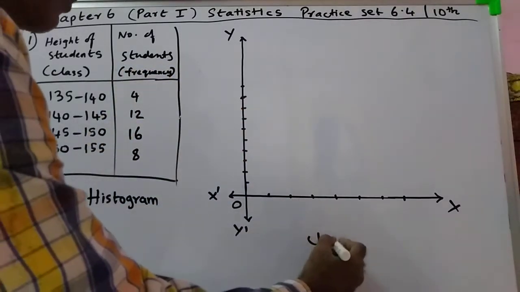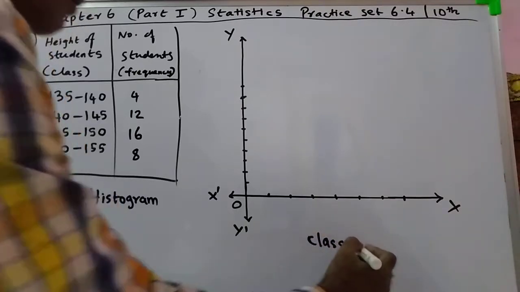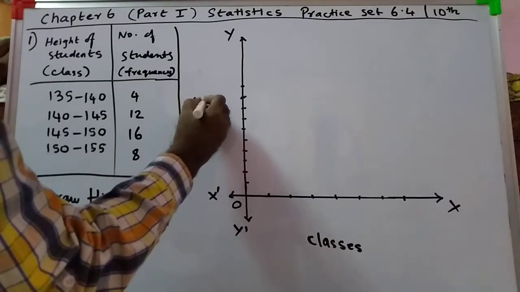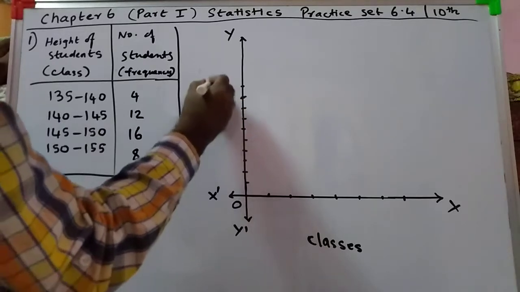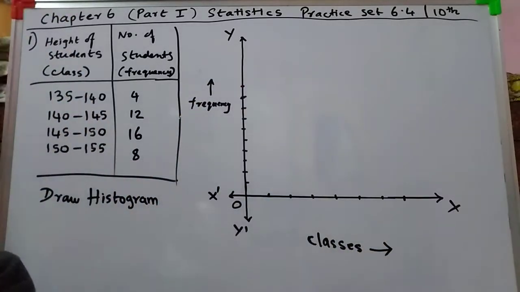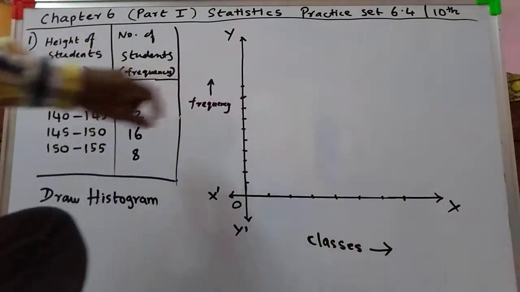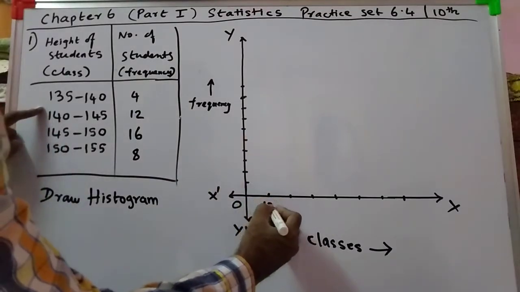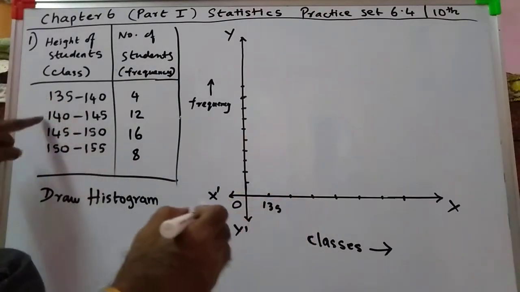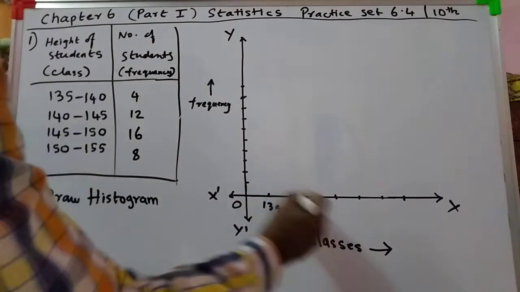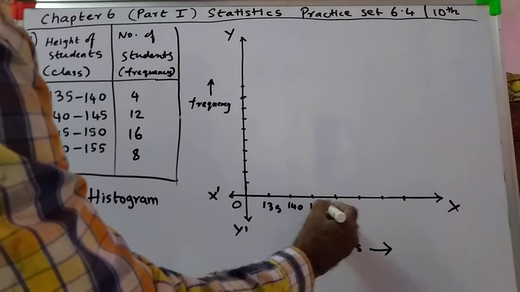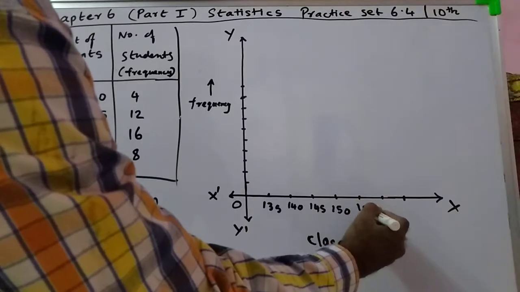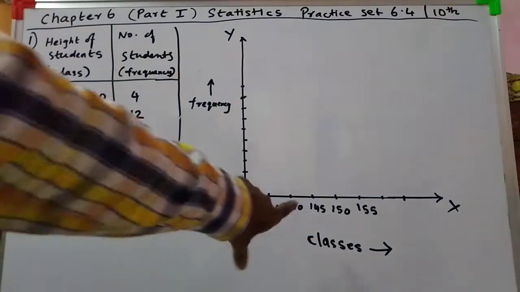So take class here and frequency here. I have to plot this. I have to write it here. Now I write this, 140. Then write the next one, 145, 150, then the last one also. So first you have to write this.